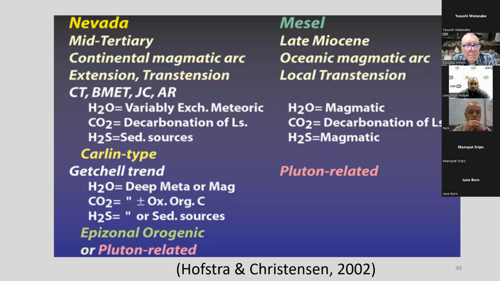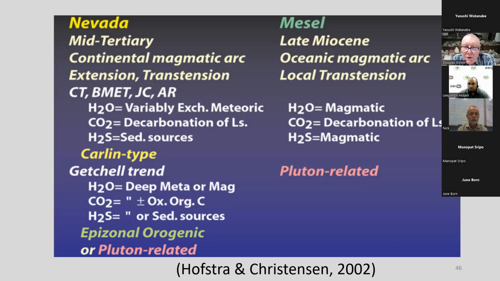The differences mainly are the tectonic setting, because all of the Carlin Trend deposits are essentially located on continental magmatic arcs, whereas the deposits I'm talking about in this presentation are associated with oceanic magmatic arcs. Extension and transpression is really important because this provides the channelway for the fluids.